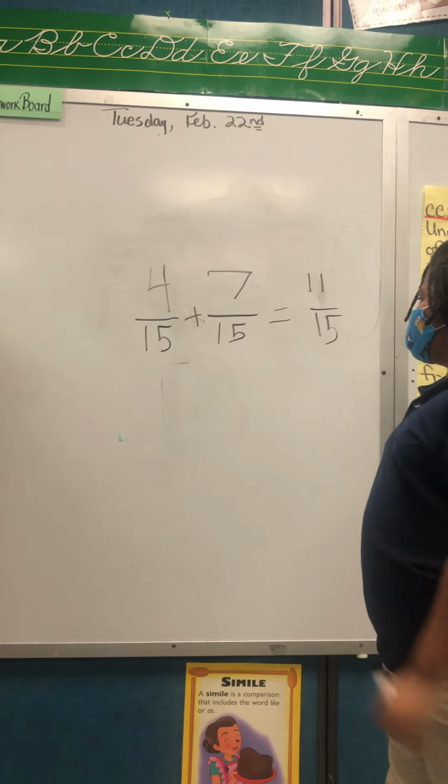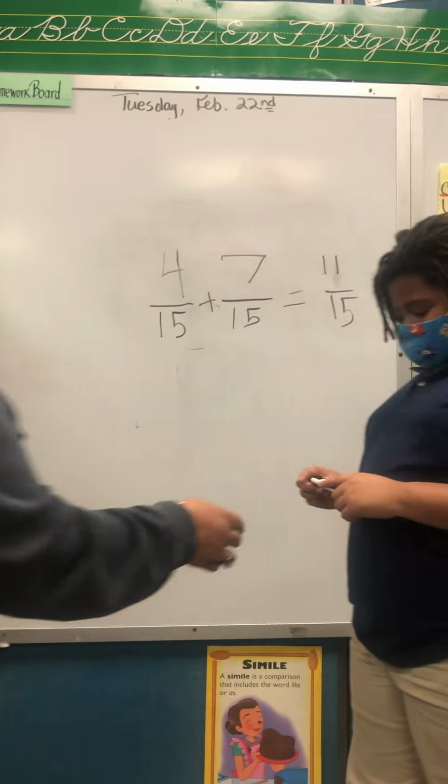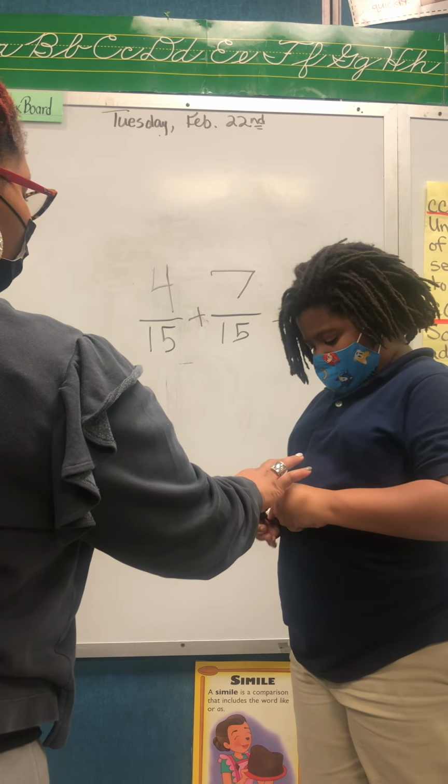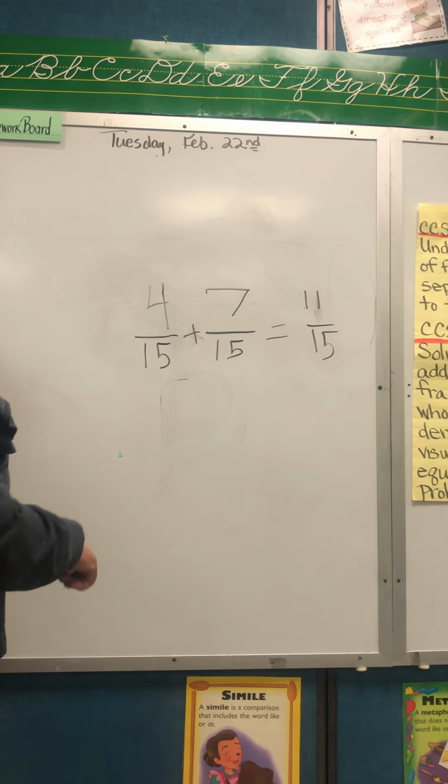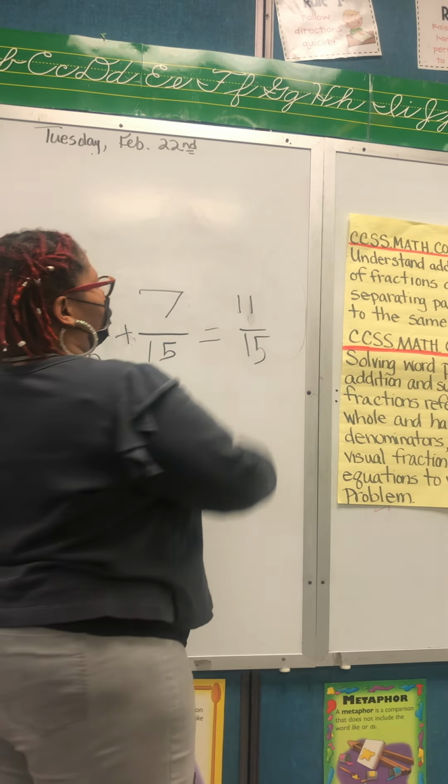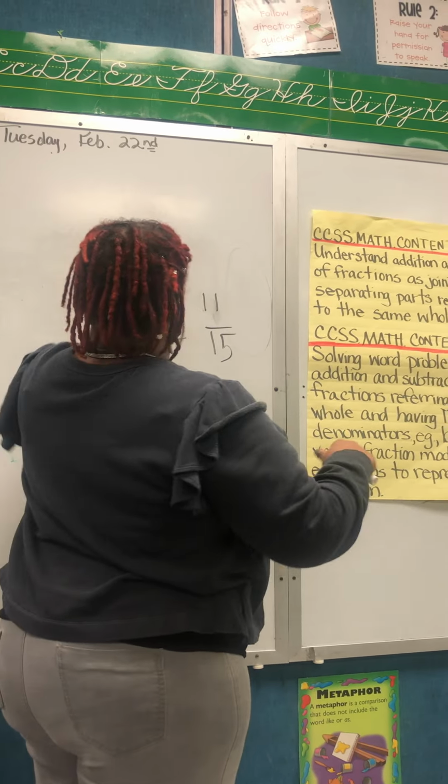Okay, good job. Thank you, Peyton. Good job. He ate all of them. He ate 4 of them, plus he ate 7 of them, and that left him with 11 altogether. So he had 11 over 15. That was his fraction. Okay, we're gonna do one more.